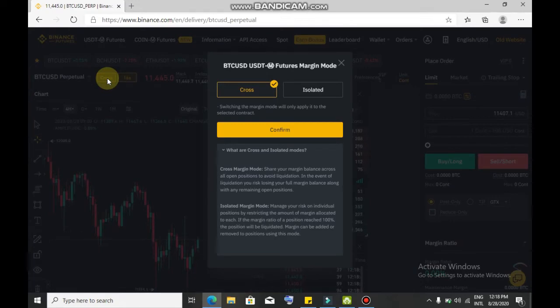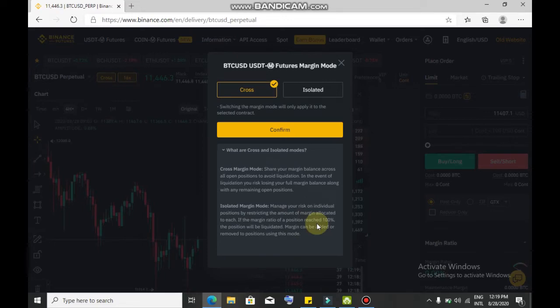Now let's look at margin mode. Okay, now what are cross and isolated mode? Cross margin mode shares your margin balance across all open positions to avoid liquidation. So this is a flexible mode, whereas this is a strict mode. That's the isolated margin. You see, it manages your risk on an individual position by restricting the amount of margin allocated.